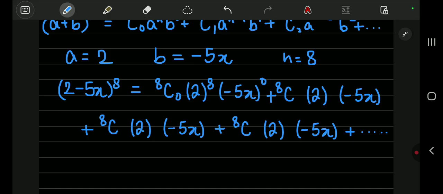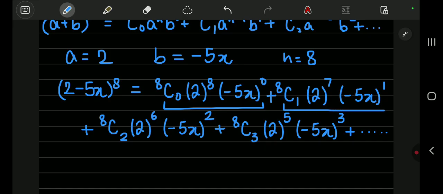So 8c0 2 to the power 8 minus 5x to the power 0, then 8c1 2 to the power 8 minus 1, and that would be 7, and minus 5x to the power 1, then 8c2 2 to the power 8 minus 2, and that will be 6, and minus 5x to the power 2, and then 8c3 2 to the power 8 minus 3, that is 5, and then minus 5x to the power 3. Okay, so these will be your 4 terms, this 1, 2, 3 and 4.